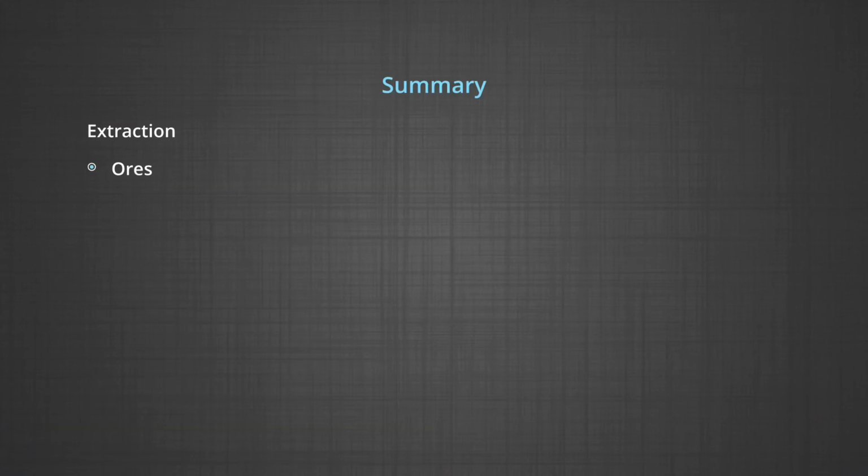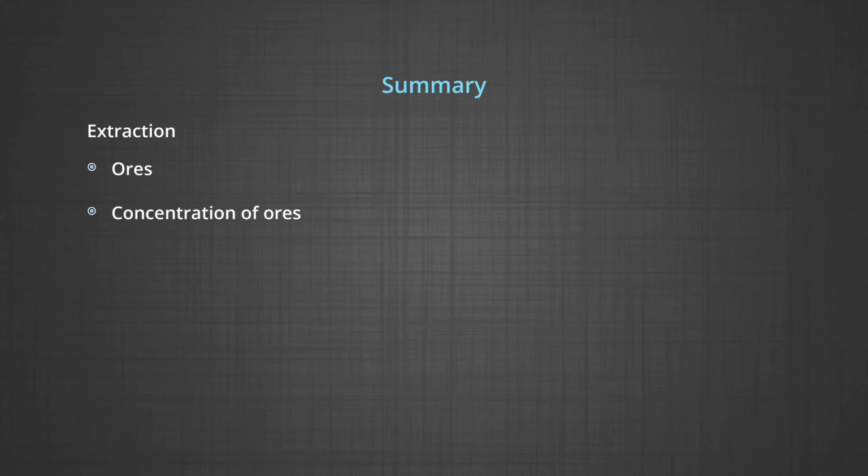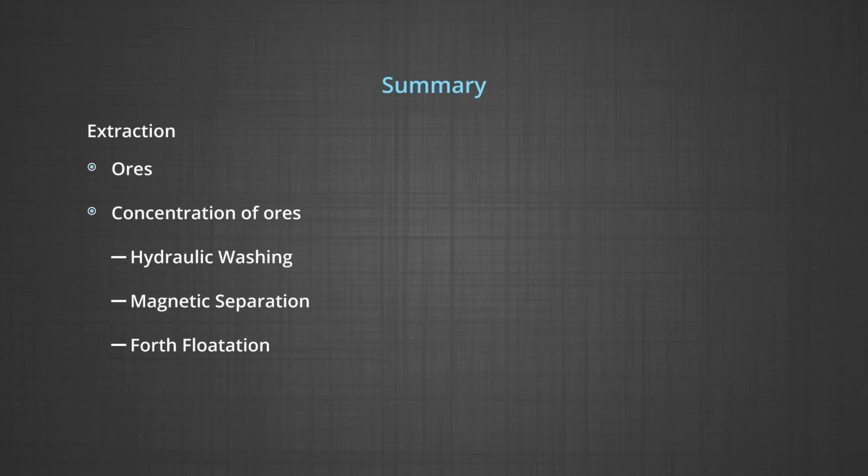So, let us summarize what we studied today. Metals are required for a variety of purposes. For this, we need their extraction from the minerals in which they are present and from which their extraction is commercially feasible. These minerals from which their extraction is feasible are known as ores. Ores of the metals are associated with many impurities, and the removal of these impurities to a certain extent is achieved by concentration steps. The concentration of ore may be brought about by choosing a suitable process out of hydraulic washing, magnetic separation, froth flotation or leaching.